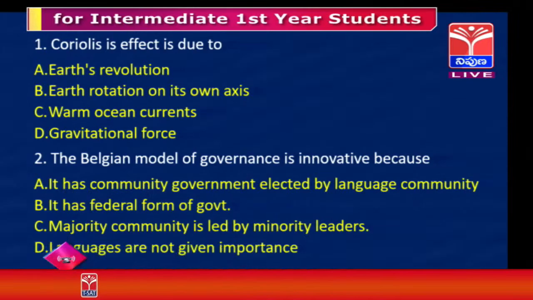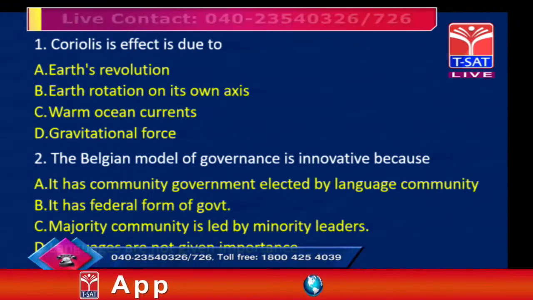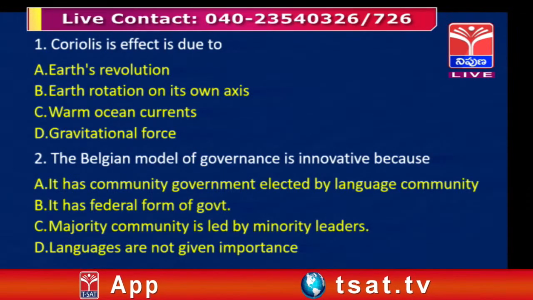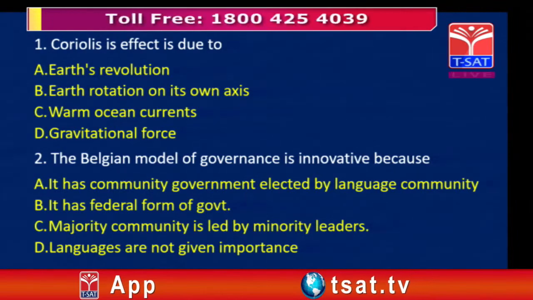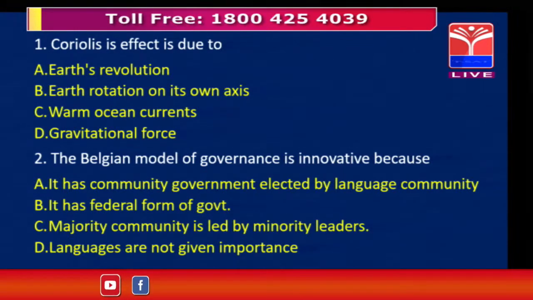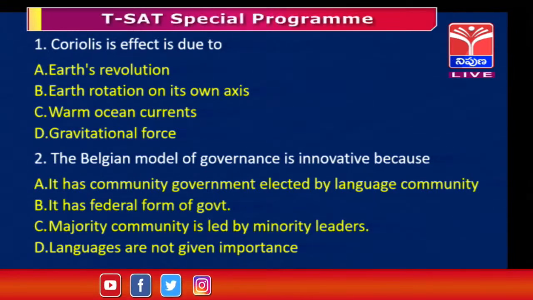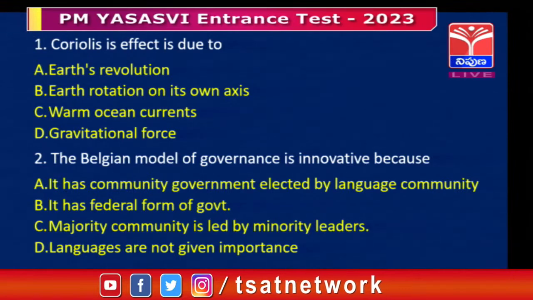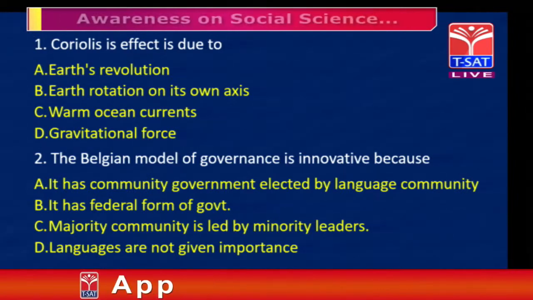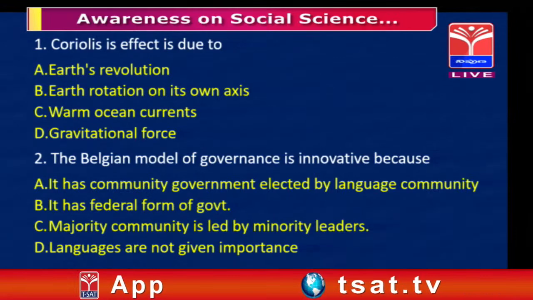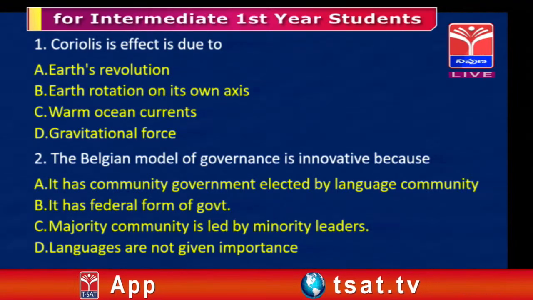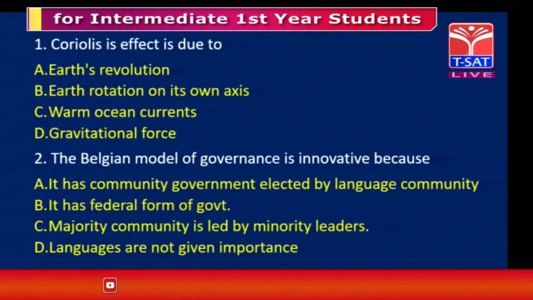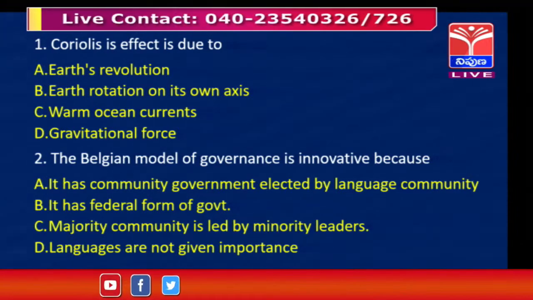The Belgian model of governance is innovative because... So here the 4 options are given. It has community government elected by the language community. It has federal form of government. The third one is majority community is led by the minority leaders. The fourth one, languages are not given importance. So these are the 4 options. So what is the Belgian model of governance? Why is it innovative? What is the reason behind it?